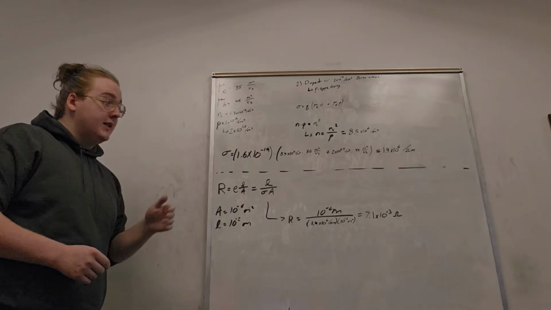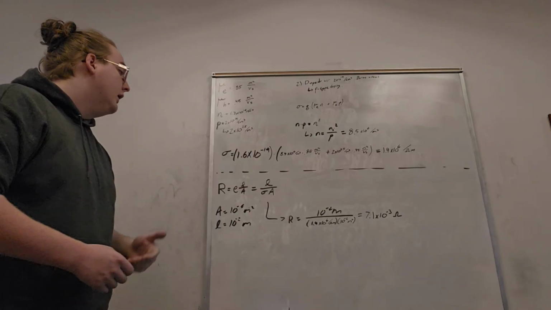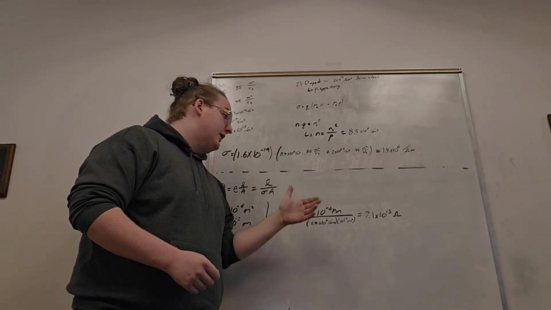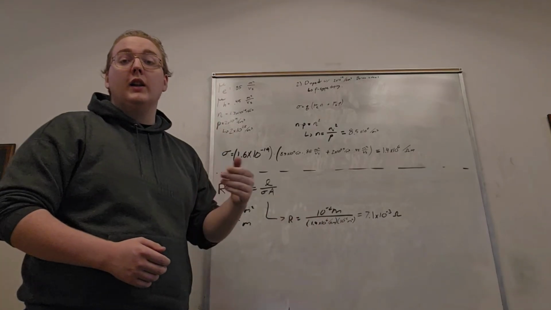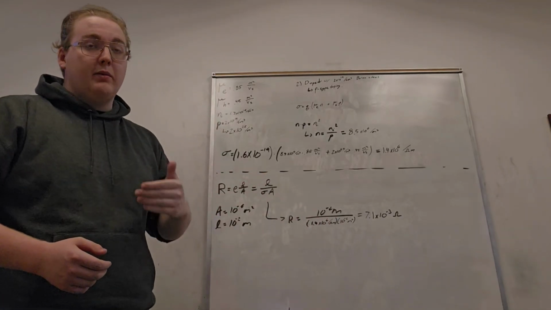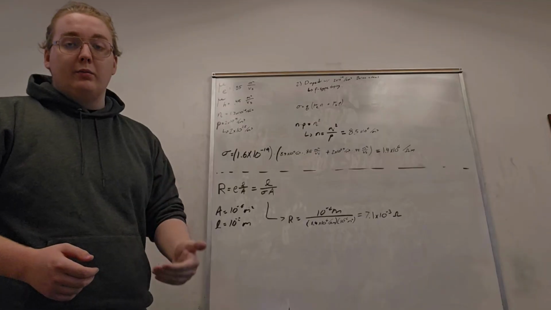Using this, we can get a resistance in our resistor of 7.1 times 10 to the negative 3 ohms, which is significantly lower than when it was not doped and at the same temperature, showing that doping will reduce our resistance.